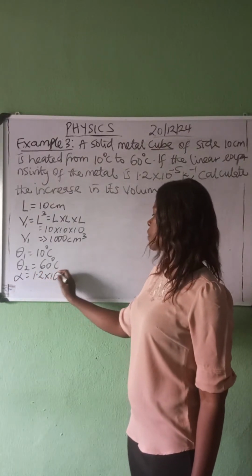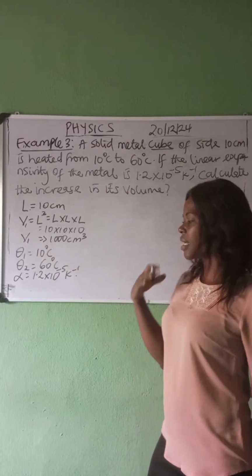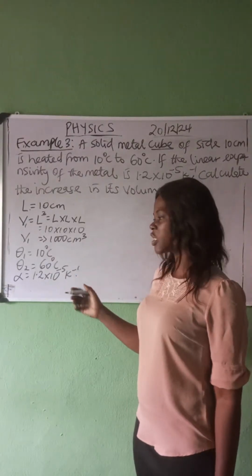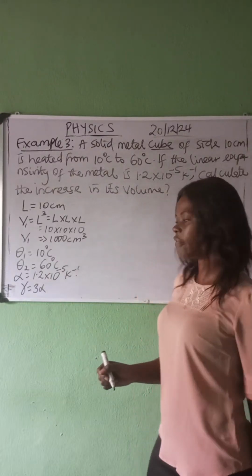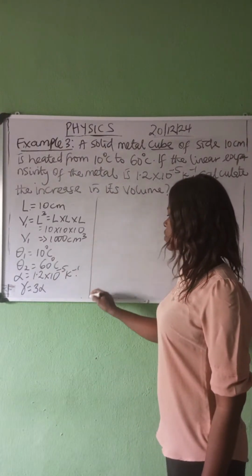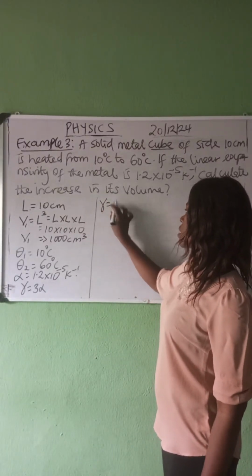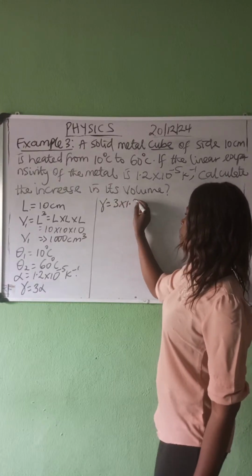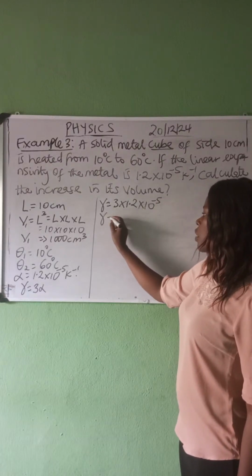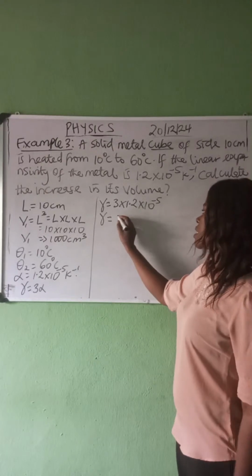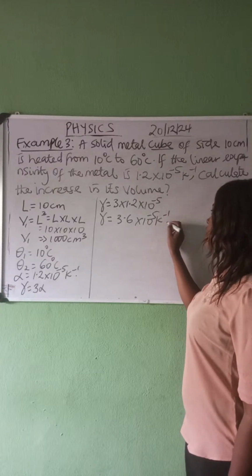Okay, now we are given alpha to be 1.2 times 10 raised to the power of minus 5 per Kelvin. Remember that gamma is not given in this question, but gamma is equals to 3 alpha. Now, we are going to substitute to get the value of gamma by saying that gamma is equals to 3 multiplied by 1.2 times 10 raised to the power of minus 5. Okay? Of which when you multiply, you are going to get 3.6 times 10 raised to the power of minus 5 per Kelvin.